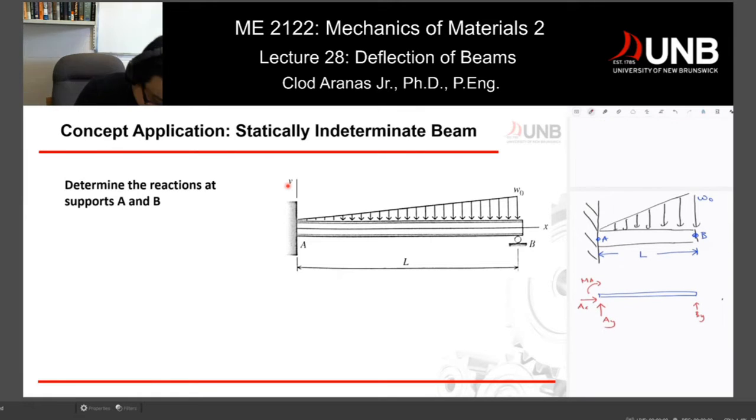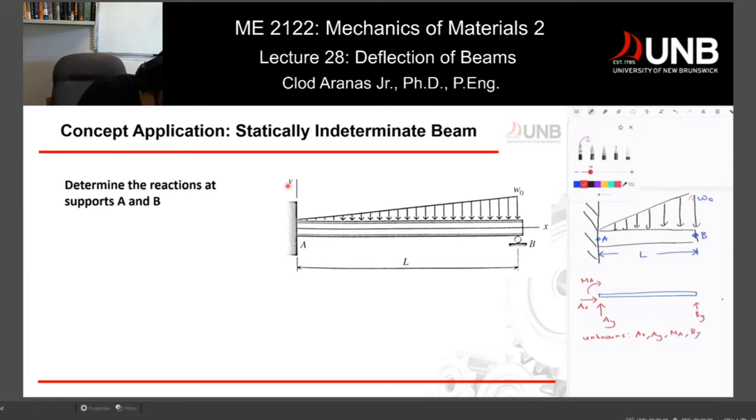Now, what are the unknowns here? So we have 4 different unknowns. Okay. So we have AX, AY, M sub A, and BY. And of course, I forgot the distributed load. Oh, I'll simplify this distributed load because we will calculate for support reaction.